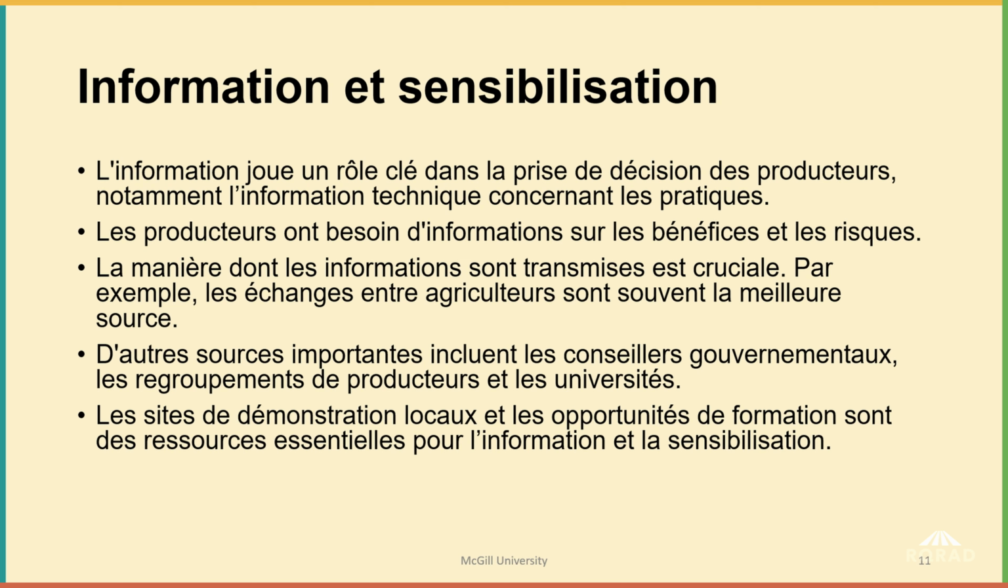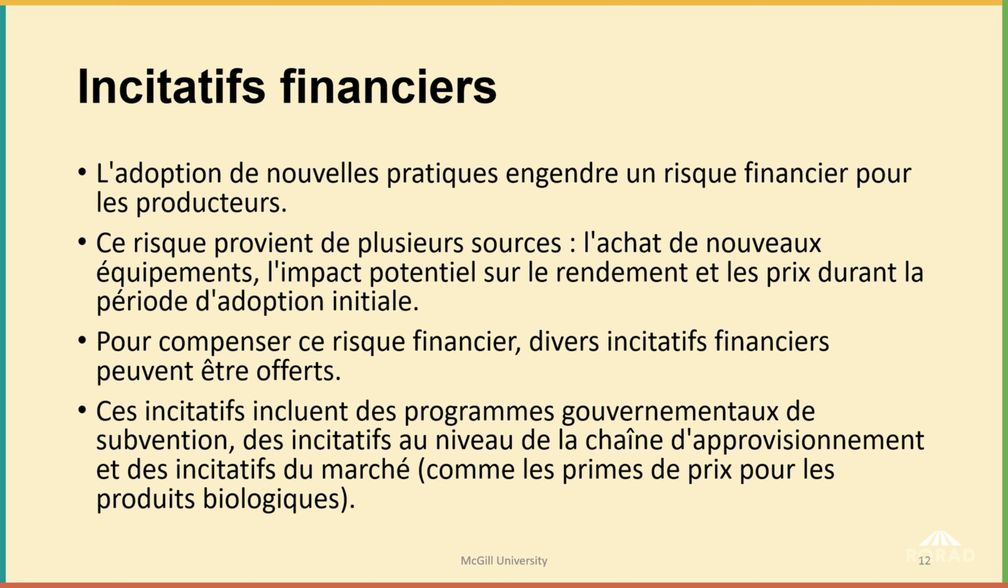Again, often we'll see that farmer-to-farmer information is the best source of information, but other sources such as government advisors, farm associations, and universities, we have to include the universities, are good sources of information. Again, having local demonstration sites and training opportunities are important information and awareness sources. One of the things that is good about the RQRAD is the importance we place on the extension or communication elements. Other factors include the finances.